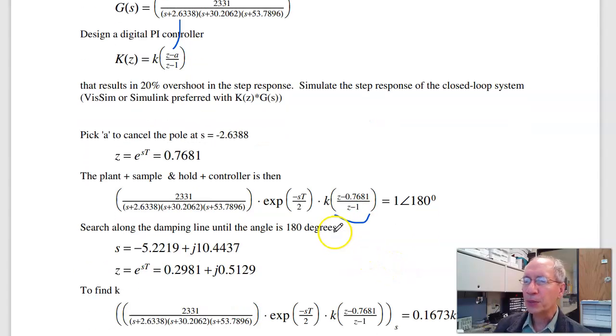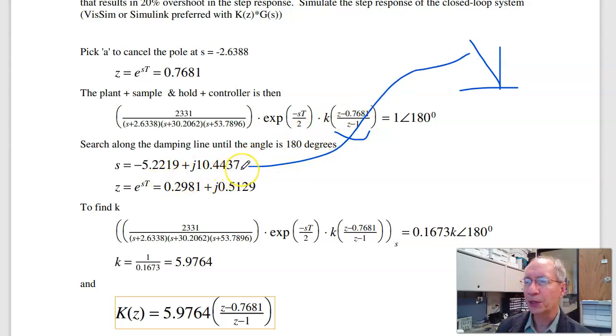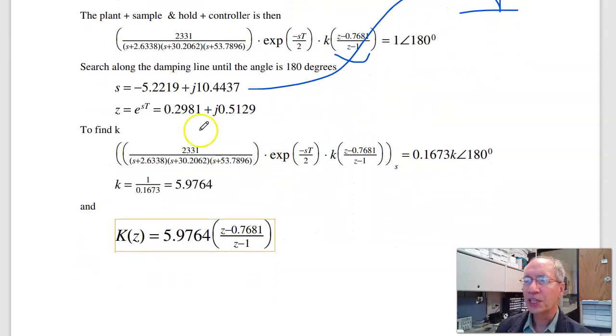Now it's just like problem number 1. I want to search along my damping line, so here's my damping line, where along this line do the angles add up to 180 degrees. I do a search, and I find out that the solution is right here at minus 5.22 plus j10.44. That's in the S-plane. Z is e to the sT, 0.298 plus j0.512. As a check, plug in those points, I get 180 degrees. Gain is wrong. Pick K to make the gain 1, so there's K of Z.